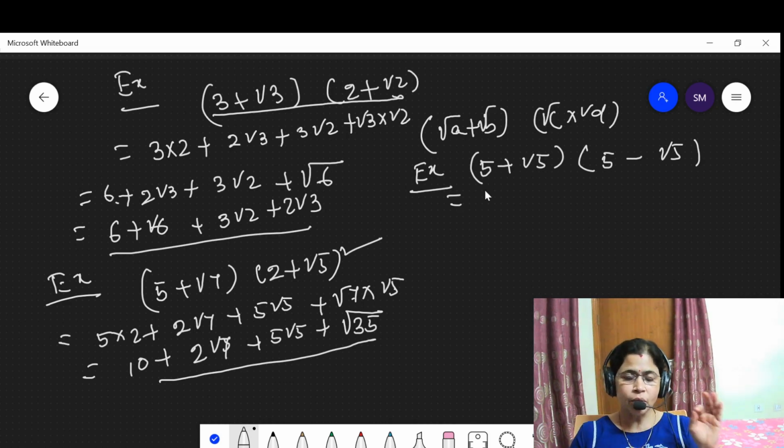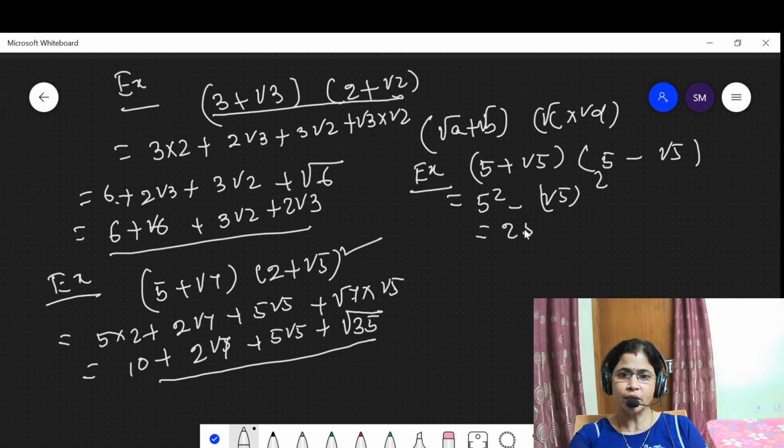Then here look at this question. You have to simplify this expression. This is a plus b into a minus b. As you know those identities, a plus b into a minus b means a square minus b square. Then a square means 5 square, 25, minus root 5 square, which is 5. 20 is the answer. Very easily, by using those identities you solve this and you get a simple answer. Now let us discuss another question.